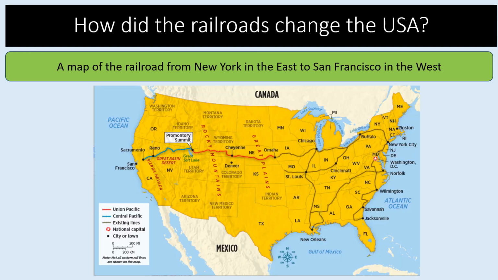So you can see here a map of the railroad. The red line is the Union Pacific line, which went from Omaha in Nebraska all the way to meet the Central Pacific line at Promontory Summit, which is in Utah, not far from the Great Salt Lake. And the Central Pacific line went from Sacramento, went east and obviously met up with the Union Pacific line. You can see there where the other existing train lines were in the east. And more train lines would come after this, linking sort of north and south, as well as east-west.